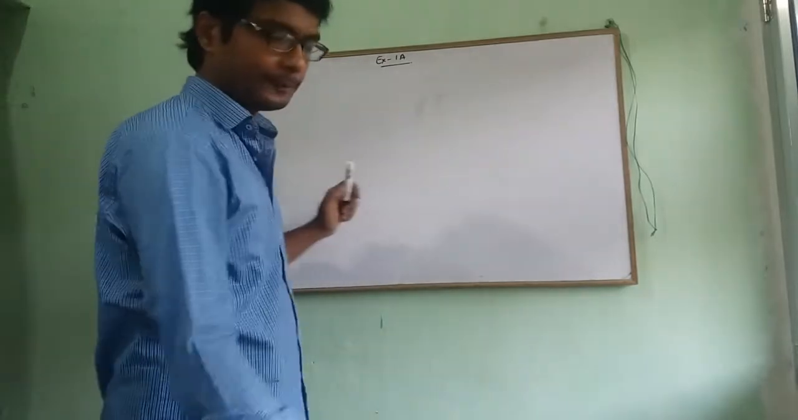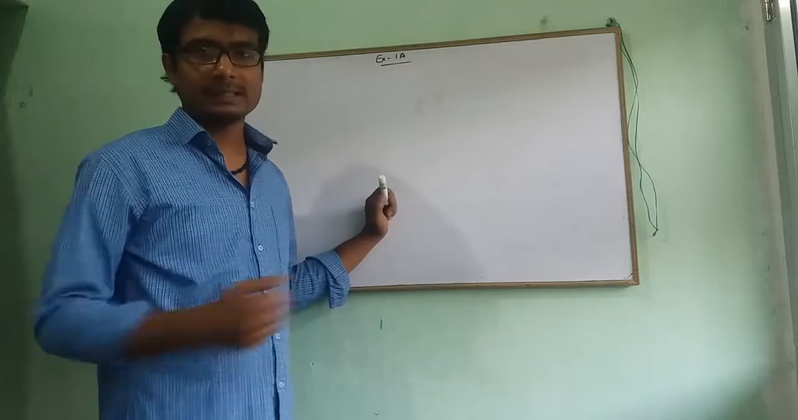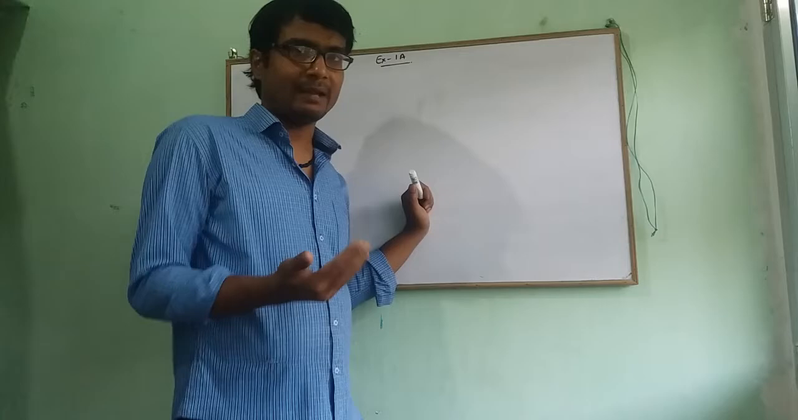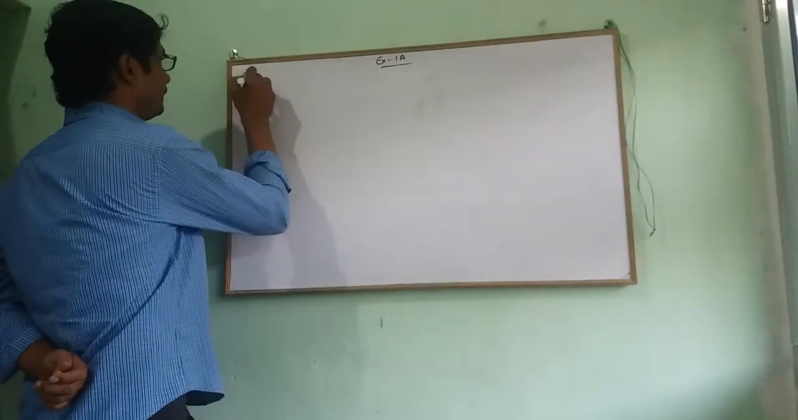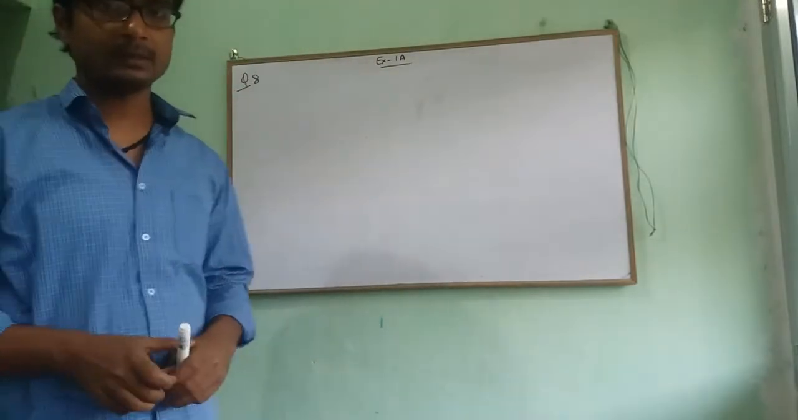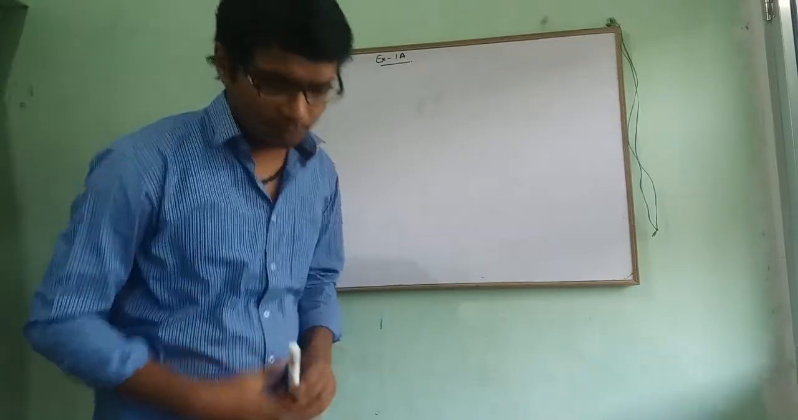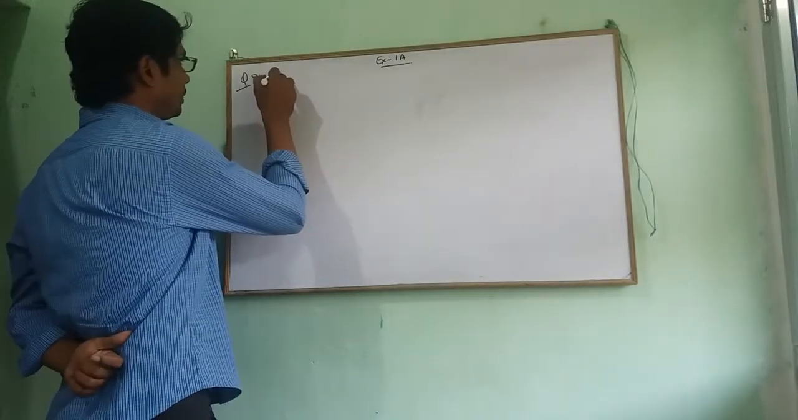One question is there. I have to arrange certain sets of rational numbers into ascending or descending order. So let's have those type of questions. Question number 8. I have to arrange the rational numbers into ascending order. So I have taken question number 1.